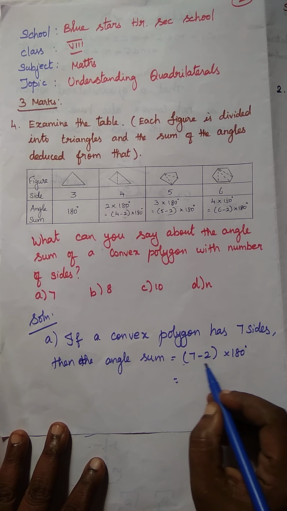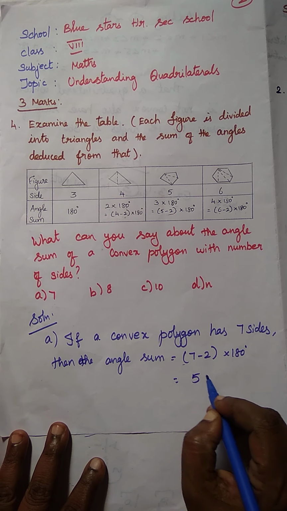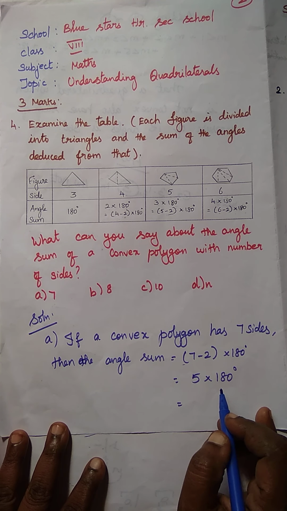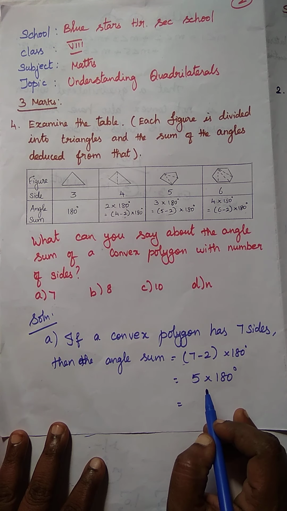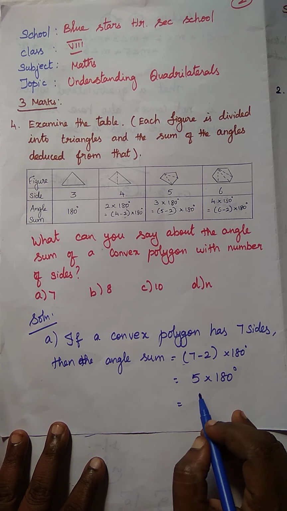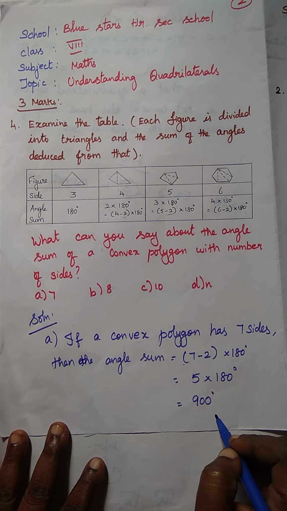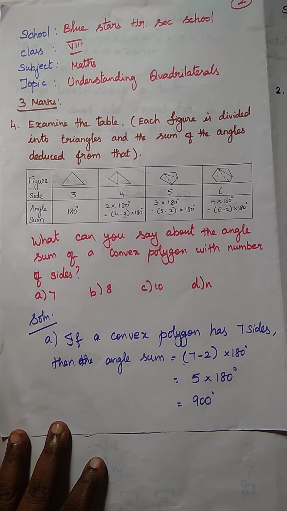Now we subtract: 7 minus 2 is 5. 5 into 180 degrees. Now we find the value: 18 into 5 is 90, and with the zero it is 900. So 900 degrees. Clear?